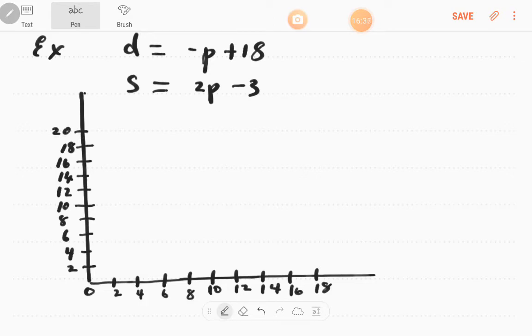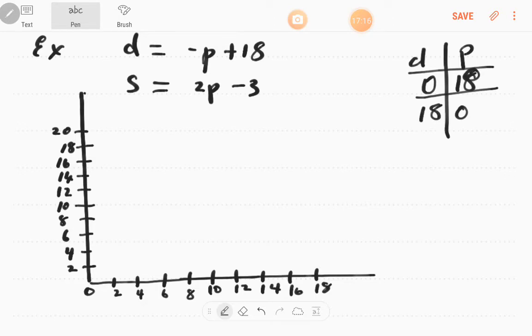Okay, so let's look at the demand curve first. So we have demand and we have price. Again, we could use the intercept method. When the quantity demanded is 0, the price would be 18. And when the price is 0, the quantity demanded is 18.